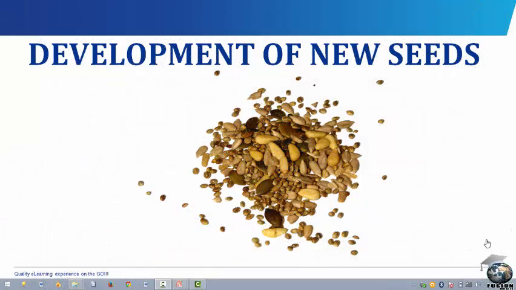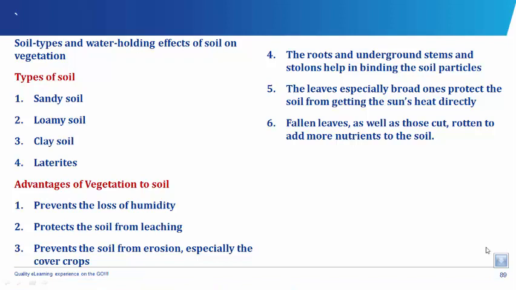Development of new seeds. For this topic, you may want to refer to pollination discussed in this video. Soil types and water holding effects of soil on vegetation. The soil gives plants support, in addition to harboring animals, supply of mineral salts, and the production of vegetation.